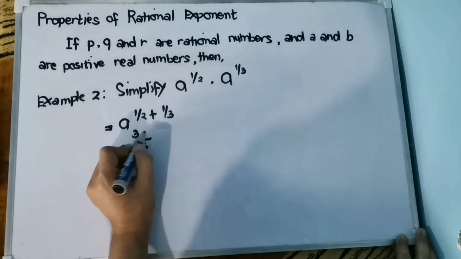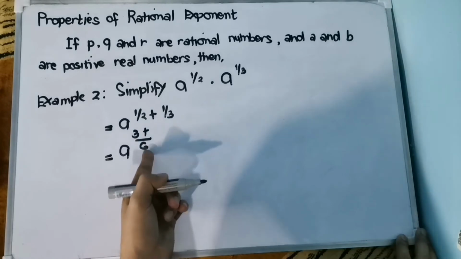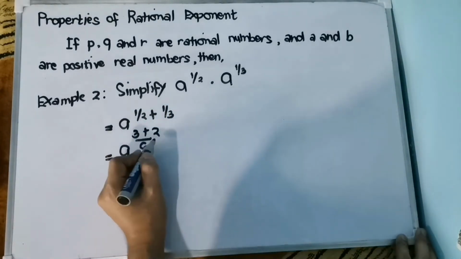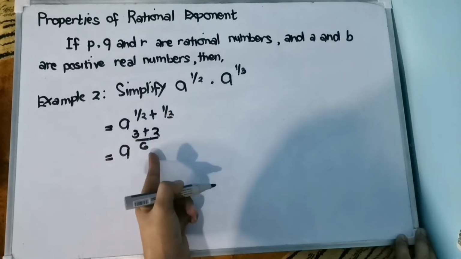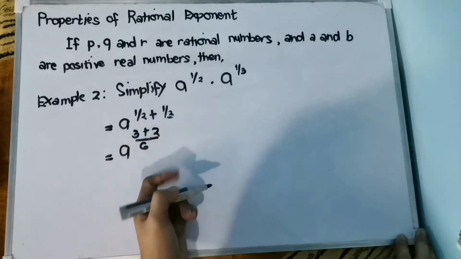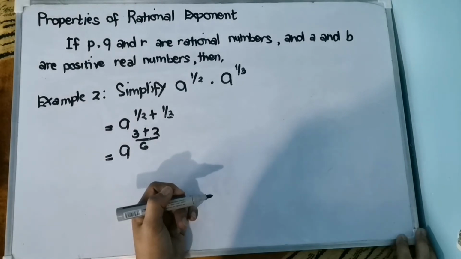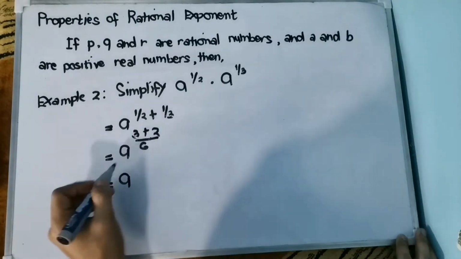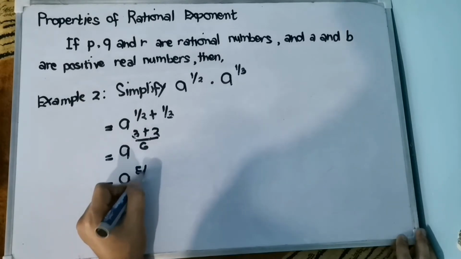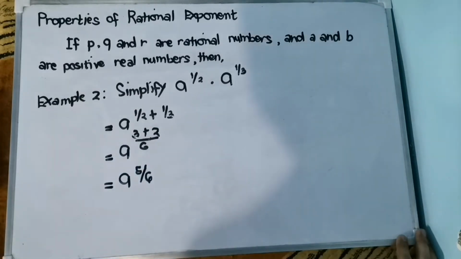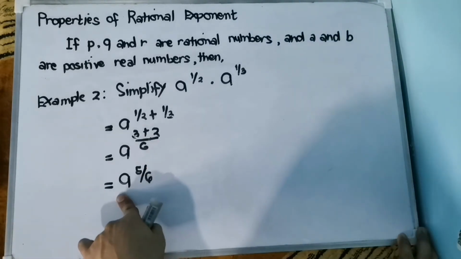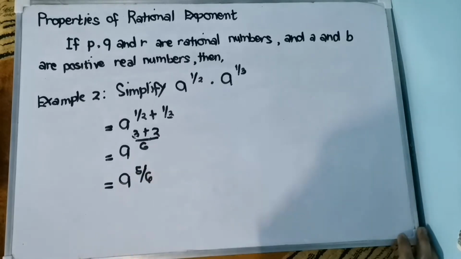Okay? And then plus 6 divided by 3 is 2 times 1 is 2. So the equivalent of 1/3 is 2/6. So ngayon, yung 3/6 at 2/6 ay similar fractions na, then we can add the numerators. So that is 3 plus 2 is 5 over 6. And that will be our final answer. So a raised to 5 over 6.